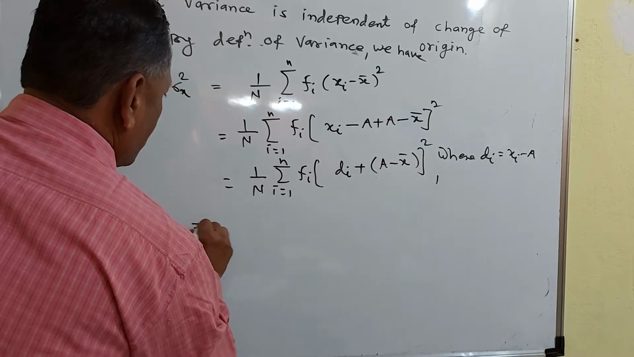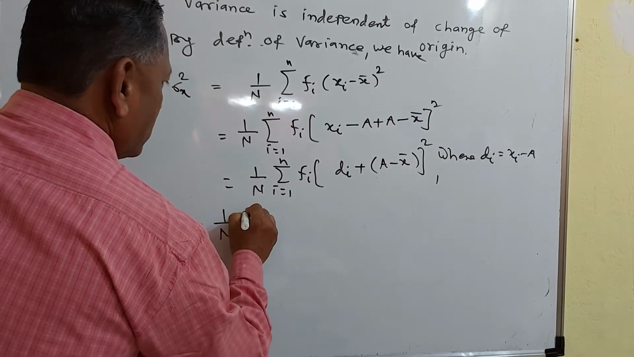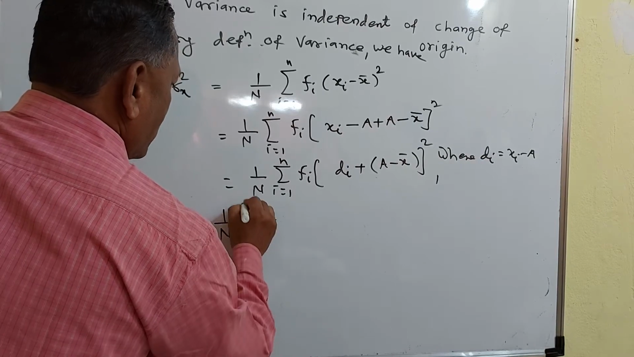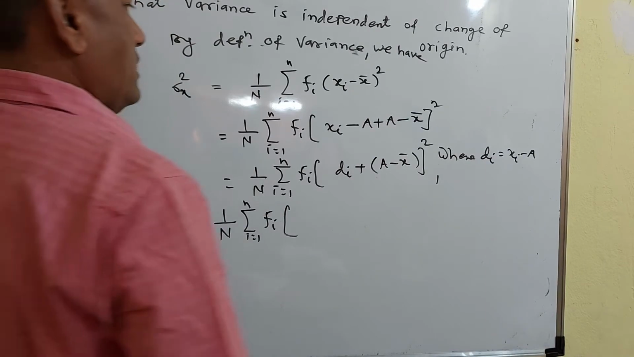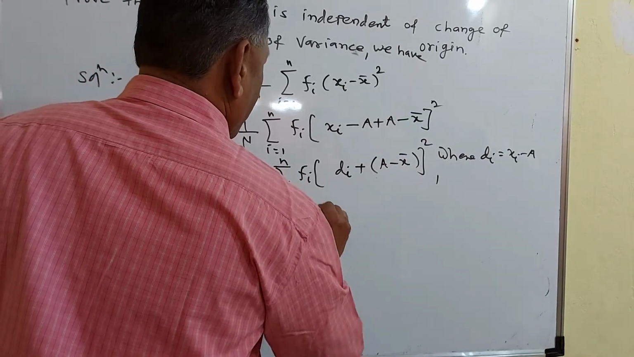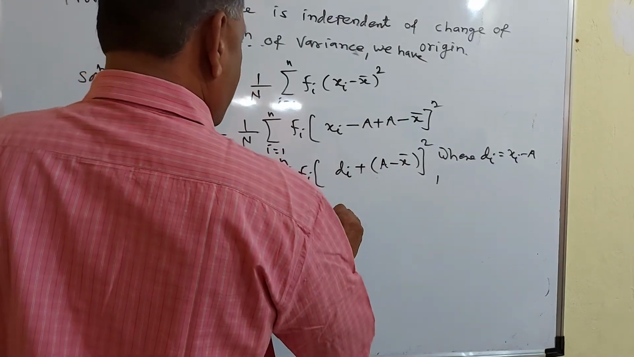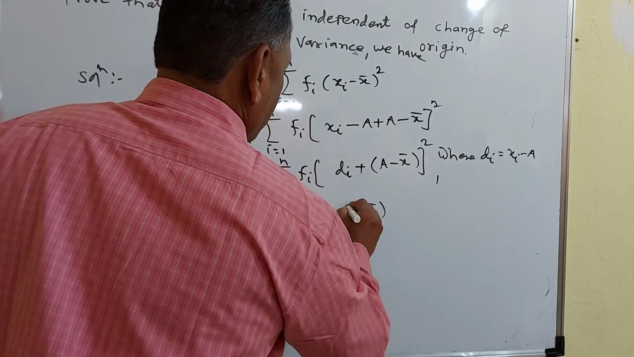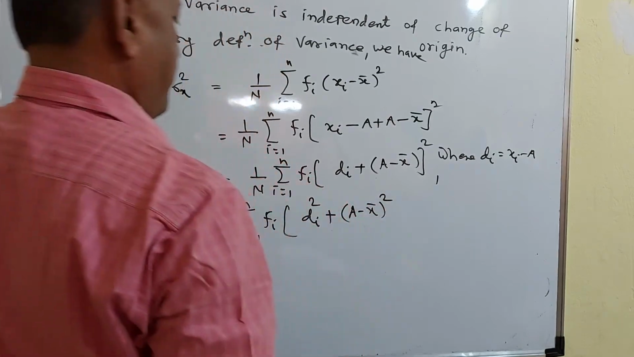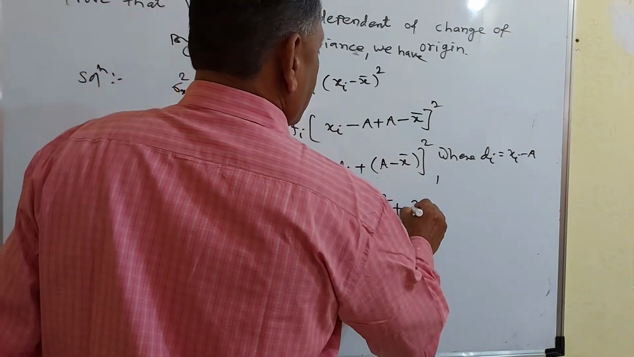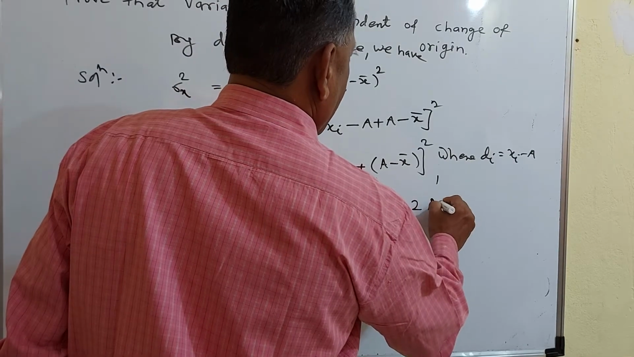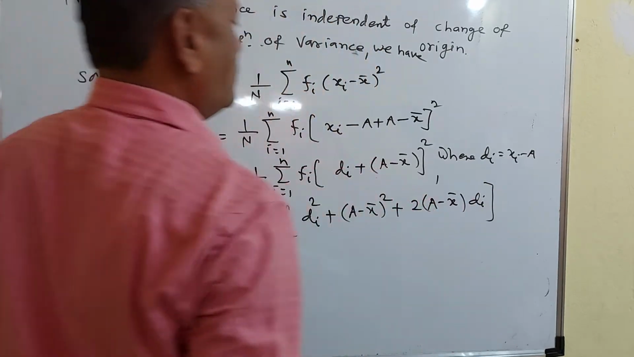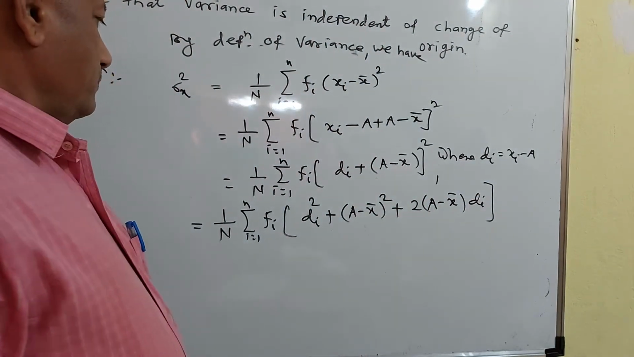1 upon n summation of fi, i going from 1 to n, into di square, then plus a minus x bar square, then plus 2 times a minus x bar into di, or di into a minus x bar.